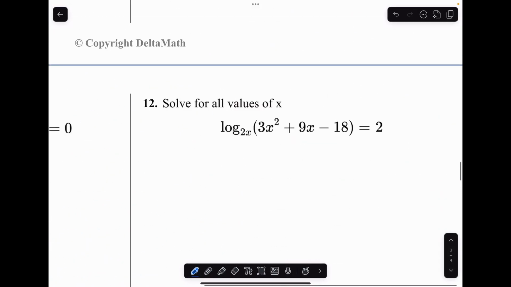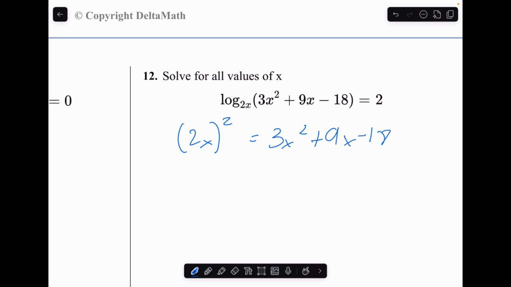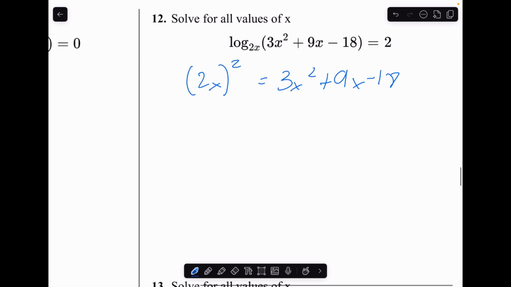Next one, similar kind of problem. Again, we've got the log isolated, so we can just straight away put it in exponential form. Now, you still want to put this in parentheses because you have to raise both the 2 and the x. If you put 2x squared, that's wrong. You have to put the 2x in parentheses so that we end up with a 4x squared.